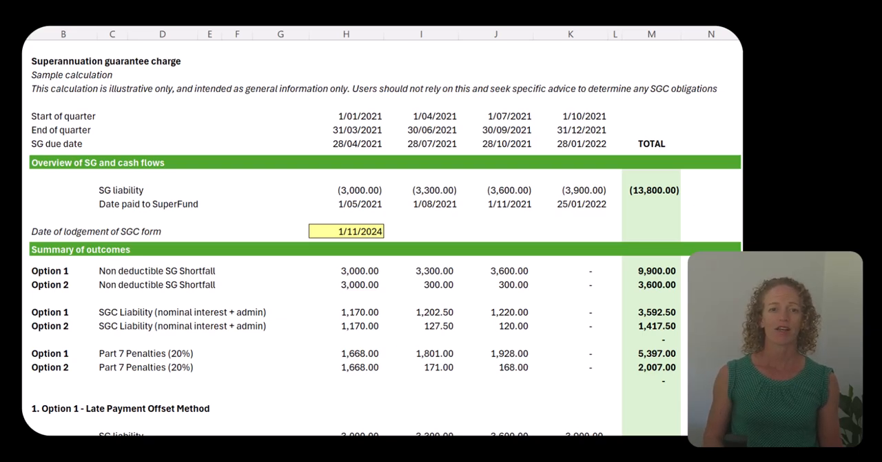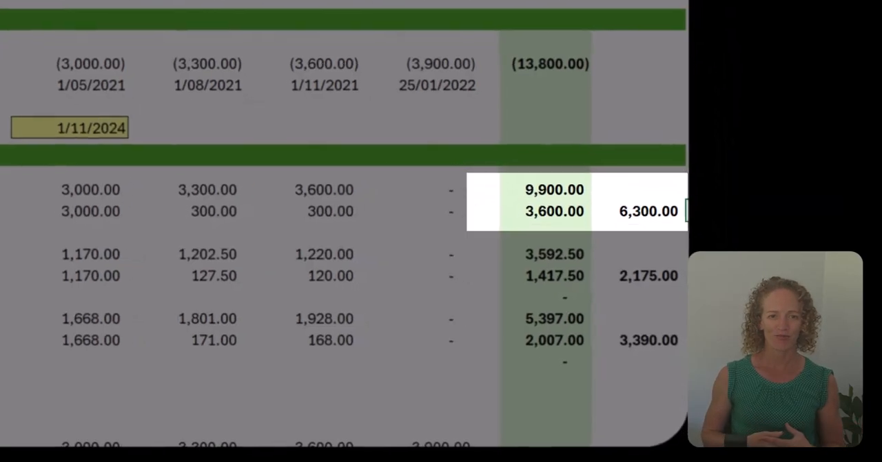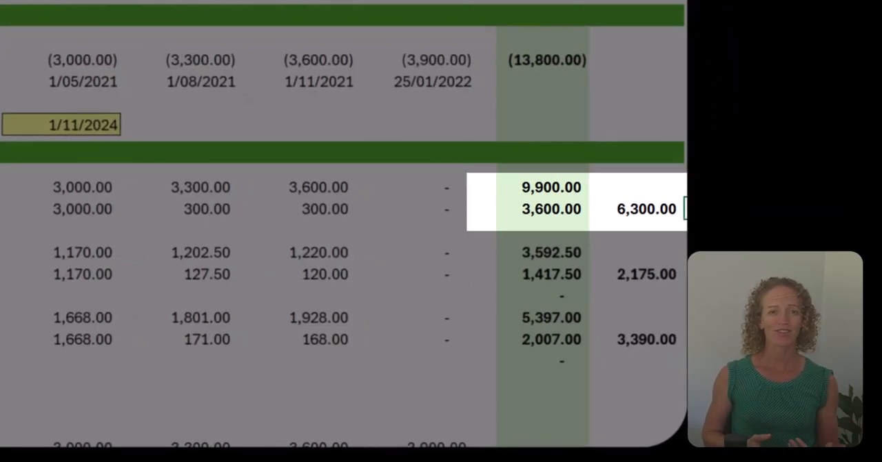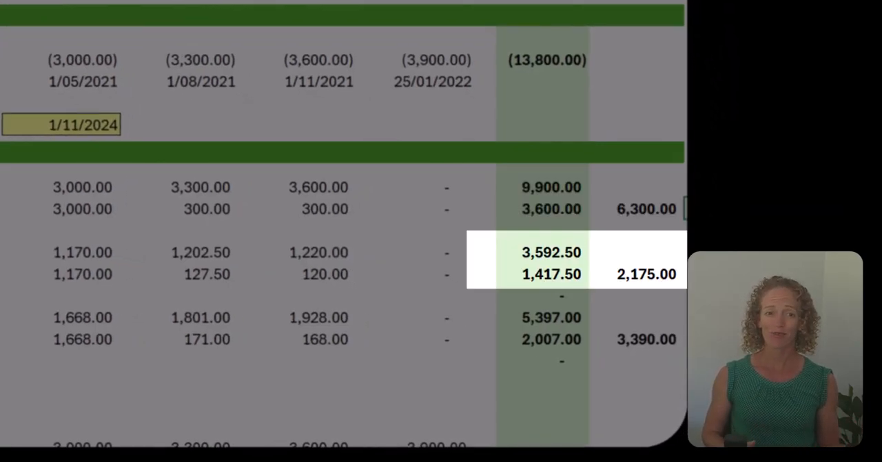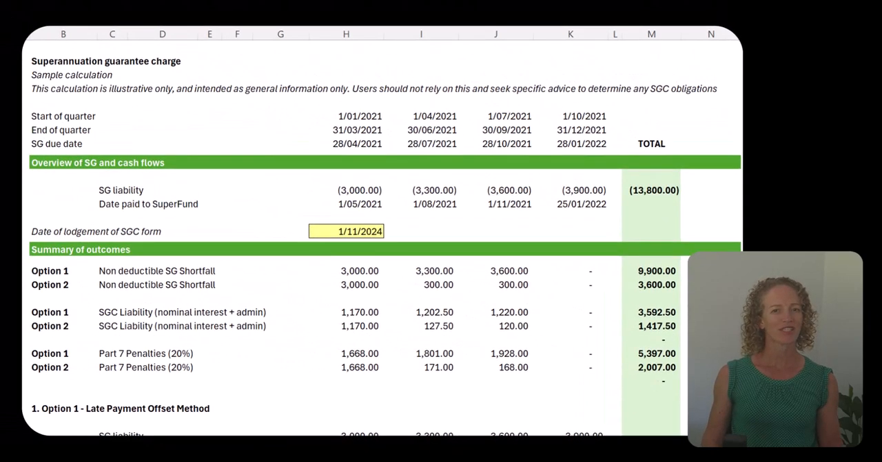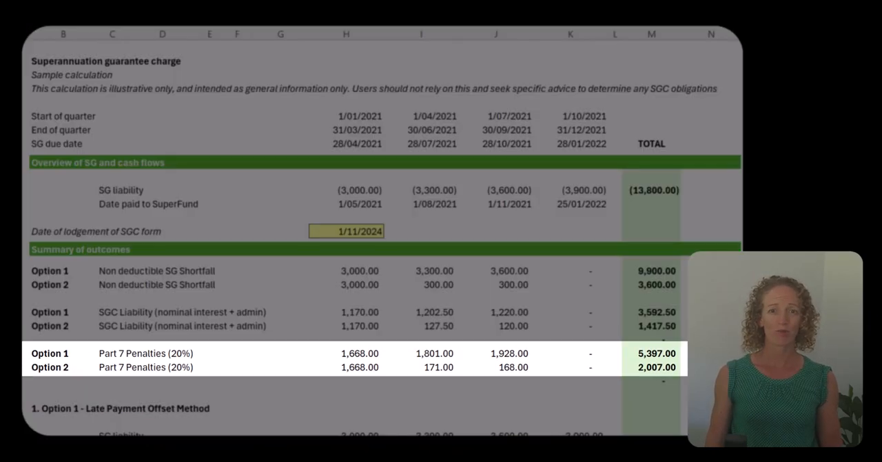Using the Waterfall method, we've now reduced the super which was treated as late. This means the amount of the super which is treated as non-deductible has been reduced. The nominal interest, as otherwise calculated, is also reduced. Any potential Part 7 penalties which could apply is also reduced.